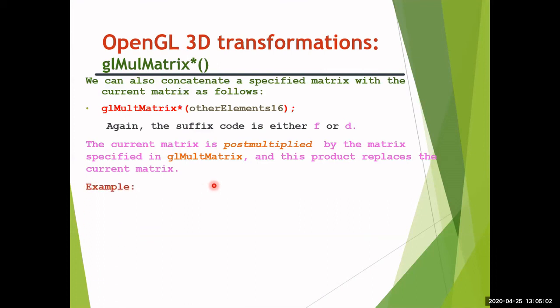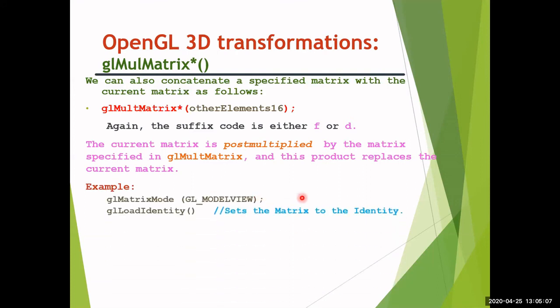The current matrix, whatever is there, gets post multiplied by the matrix specified. Let us see an example for this statement. I have a matrix mode. I am calling load identity, which sets the matrix to the identity. Actually, in the new version this is not required; the model view matrix stack will have a load identity itself. But let us deal according to the textbook, that is Hearn and Baker. Let me assume this is my model view matrix stack.